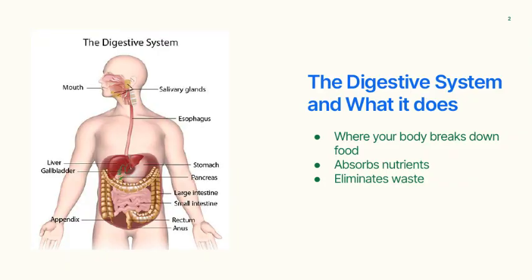The digestive system and what it does. The human digestive system is designed to break down food, absorb nutrients, and remove waste. This process involves both the gastrointestinal tract and the accessory organs. Today we'll explore each part of this system and discuss its roles in digestion, with a special focus on how it helps process macronutrients like carbohydrates, proteins, and lipids.